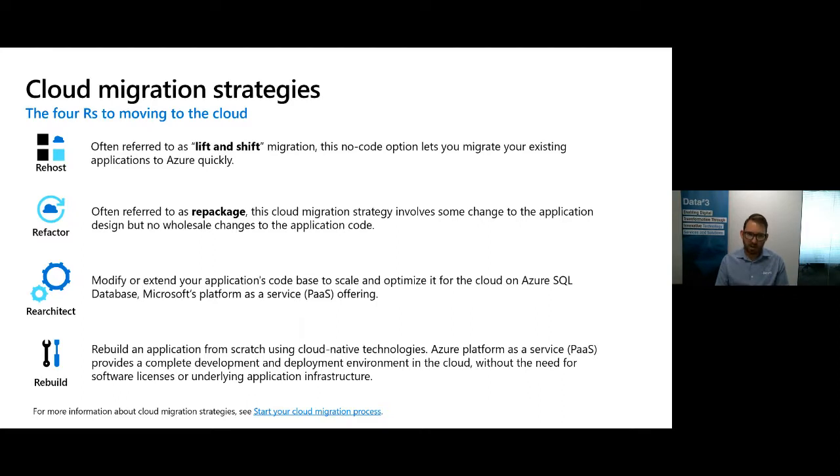When we think about re-architecting, this is where we start making some more wholesale changes to our tier, and when we go to rebuild, we're thinking about reimagining the application from scratch.